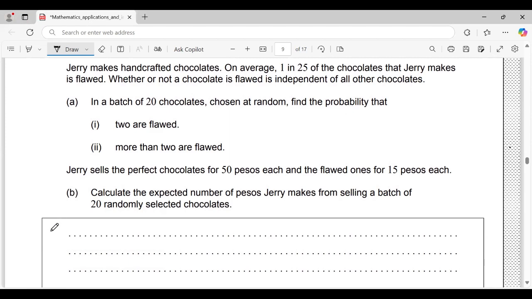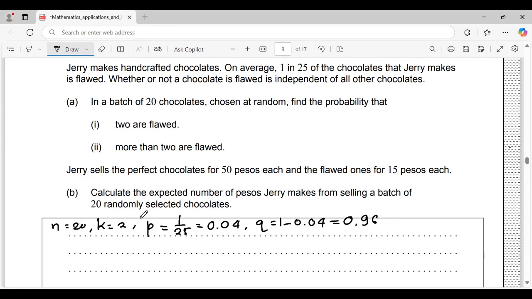According to the information that we have, n equals 20, k equals 2, p equals 1 over 25, or 0.04. So it means q equals 1 minus 0.04, which is 0.96.